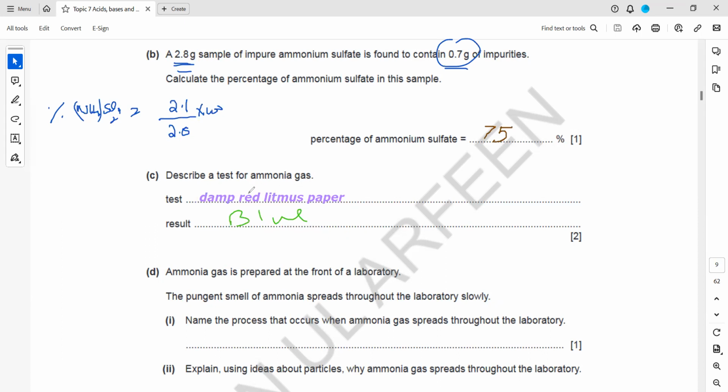Describe a test for the ammonia gas. So how can we test? We can use damp red litmus, and that red litmus will turn blue. That will be the result whenever ammonia gas is there.